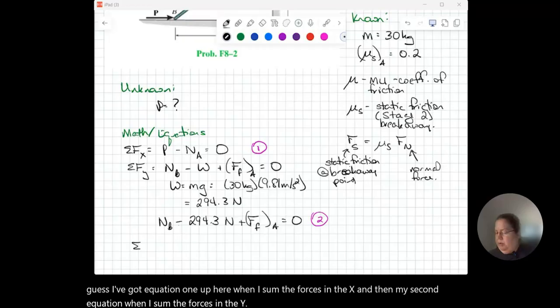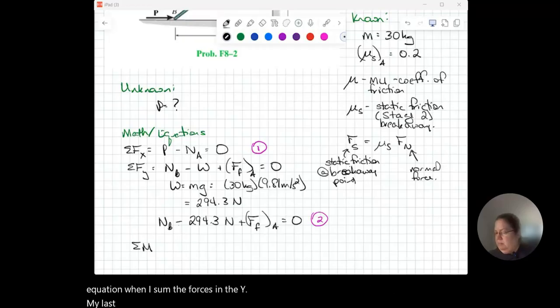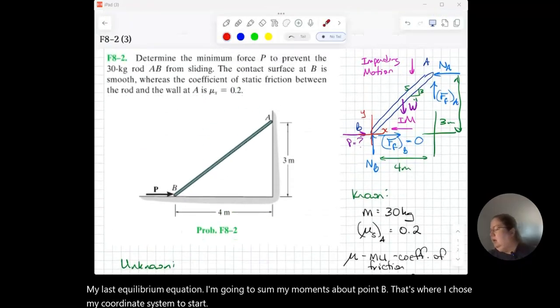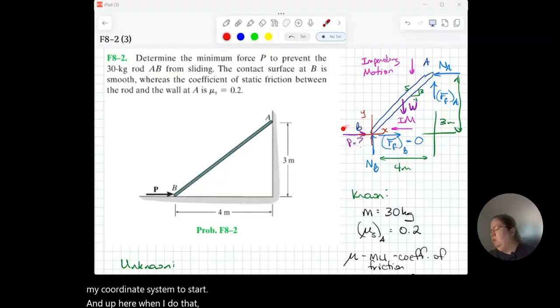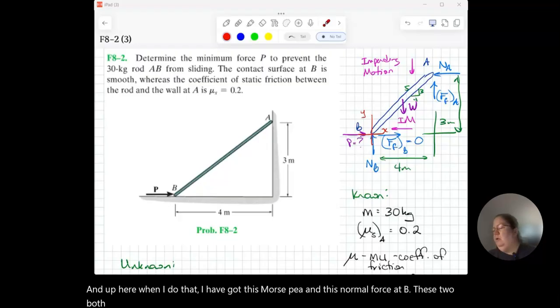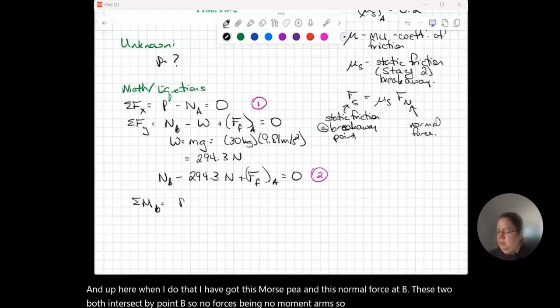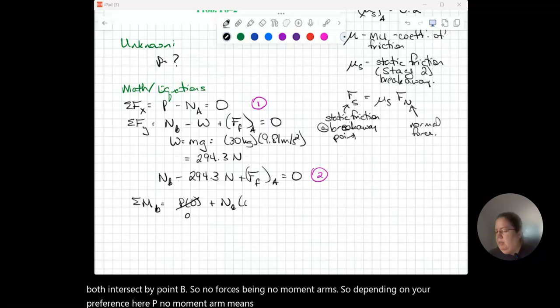For my last equilibrium equation, I'm going to sum my moments about point B. That's where I chose my coordinate system to start. When I do that, I have this force P and this normal force at B. These two both intersect at point B, so no moment arms. Depending on your preference, P has no moment arm, so no moment. The normal force at B has no moment arm, so no moment.